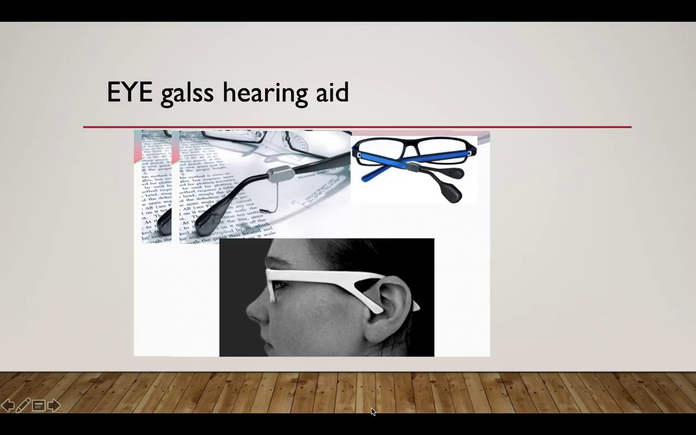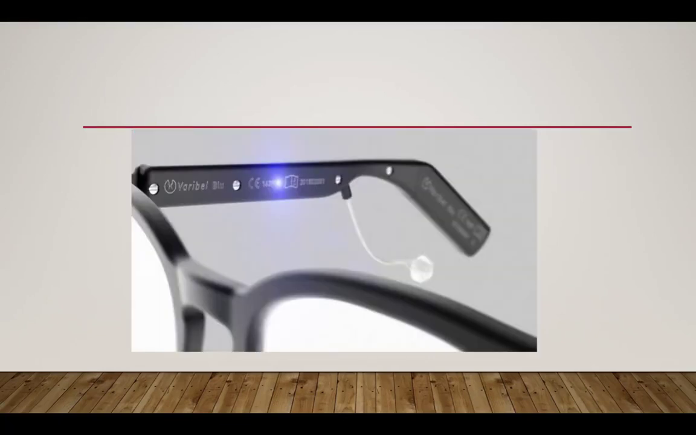The second type of hearing aid is the eyeglass hearing aid, which is also obsolete. I have never seen this type of hearing aid. The hearing aid is connected to the eyeglass.